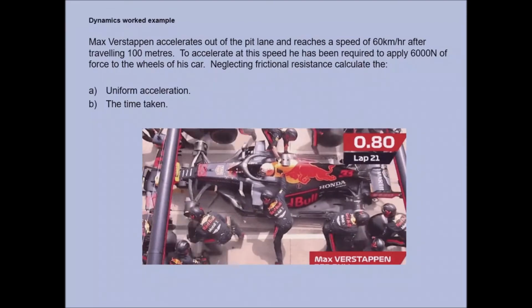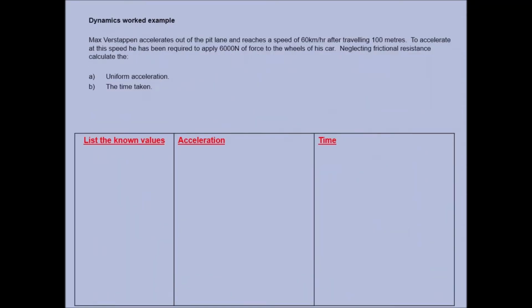First thing we're going to do is take the known values out of the question. First known value we've got is this 60 kilometers an hour here. We're looking for this word, speed. Another word for speed is velocity. So velocity is equal to 60 kilometers per hour.